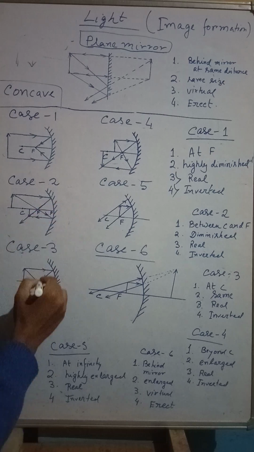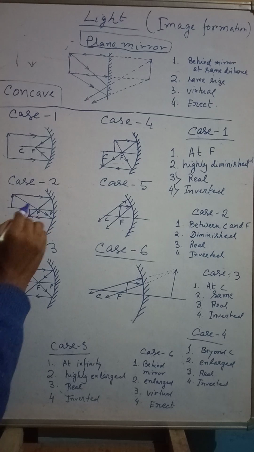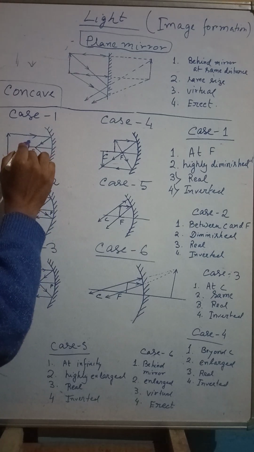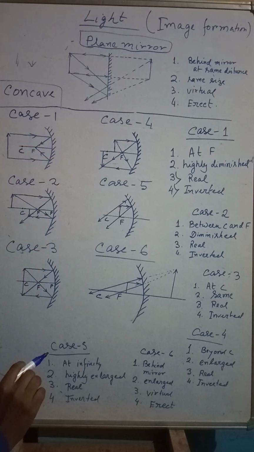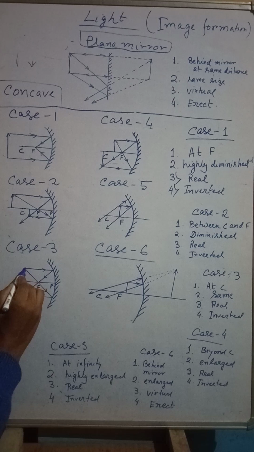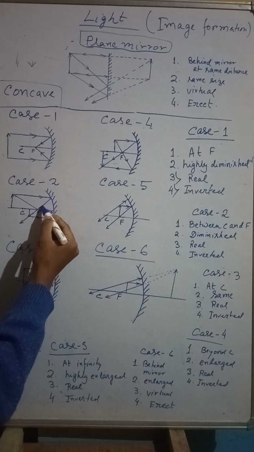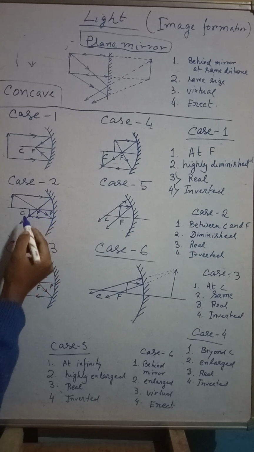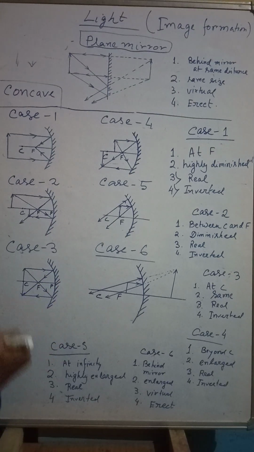So here two types of incident rays are present. One is parallel with the principal axis, another incident ray goes through the focal point. Here this ray is parallel with the principal axis, this ray goes through the focal point. Here this reflected ray goes through the focal point and this reflected ray is parallel with the principal axis.